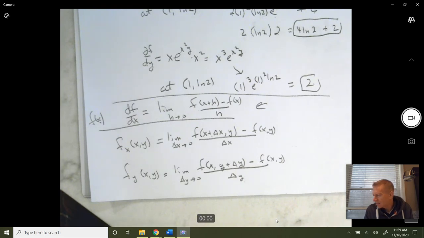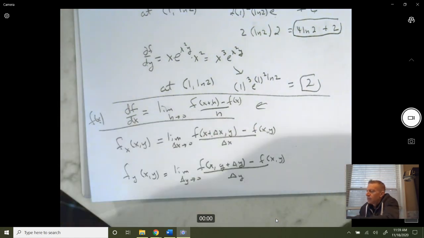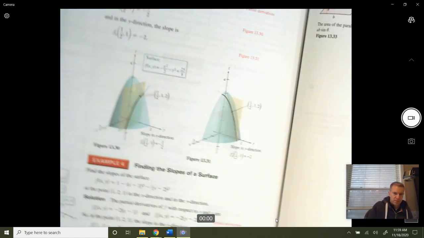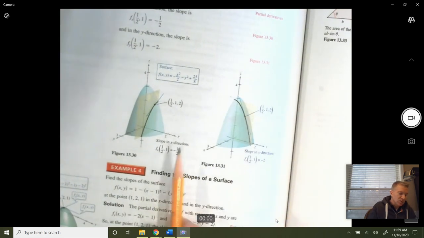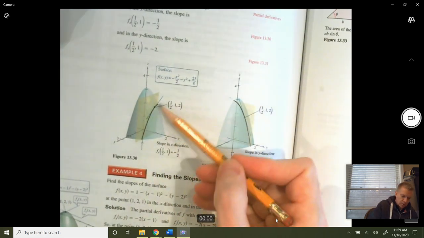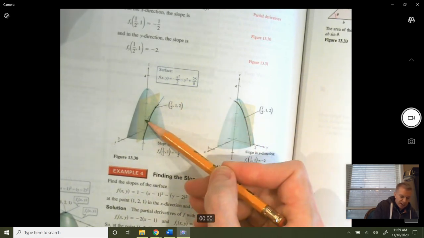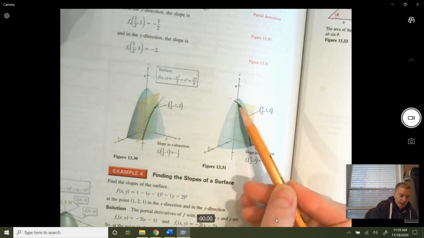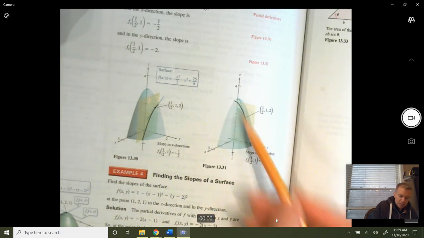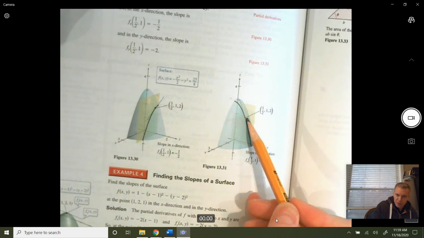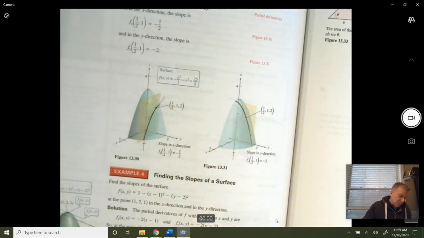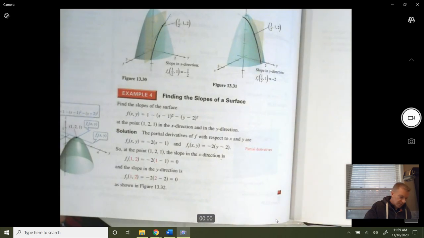And I think that's all I need to go through right now. There are examples 3 and 4. I think they're pretty self-explanatory. They just word them a little differently. They say, okay, find the slopes in the x direction and y direction of your surface. Well, the slopes are just the derivatives. So the slope in the x direction would be the x derivative at that point. The slope in the y direction of the surface would be the partial derivative with respect to y of your function. Then they word this one, find the slopes of the surface at given points.